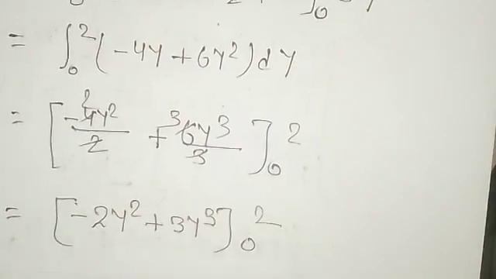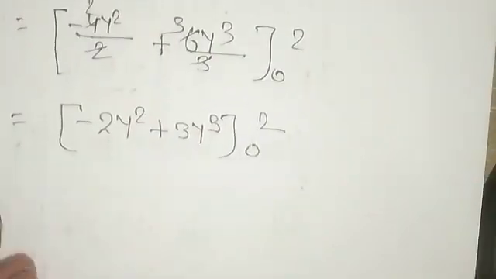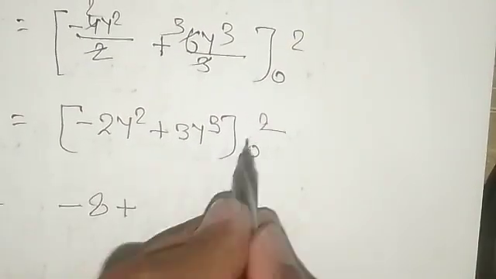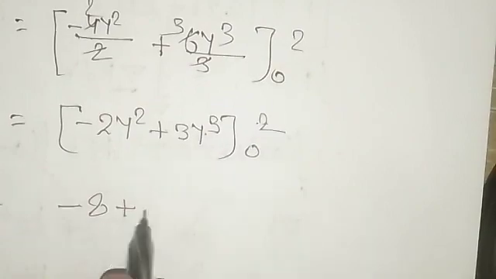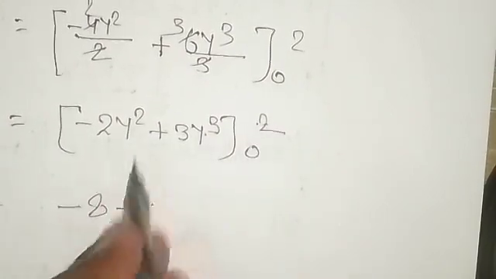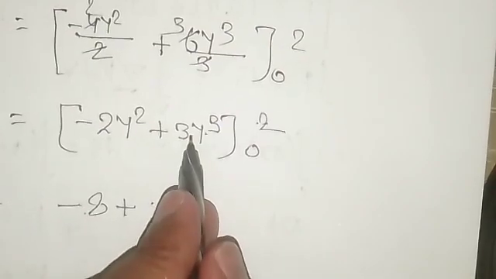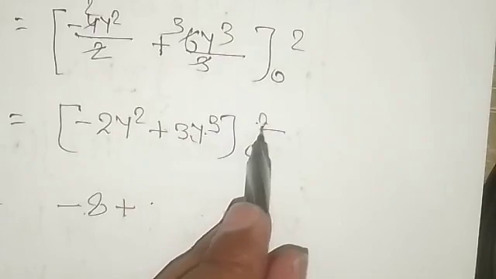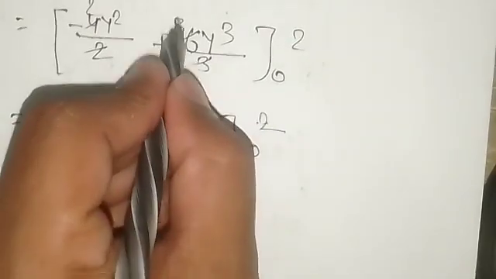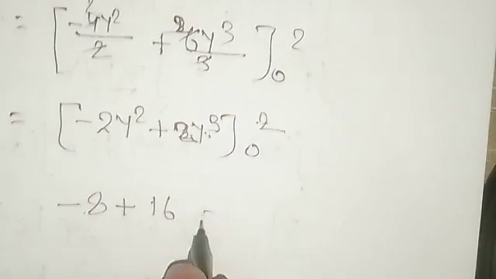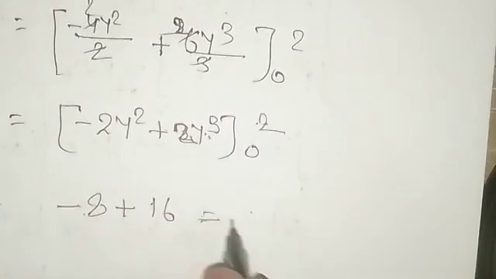0 to 2. So now when you simplify, means you have to put 2 squared, 4, 4 times 2 is 8, minus 8, right? Plus this is 2y cube, so 2 into 8 is 16, right? Minus 8 plus 16 is nothing but 8.